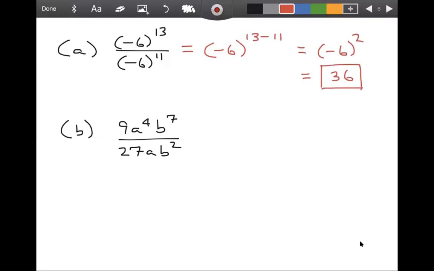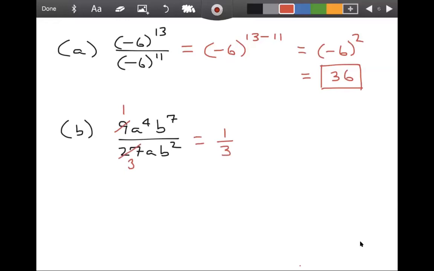All right, so now we have 9a to the 4th, b to the 7th, divided by 27ab squared. We can simplify the 9 over 27 like we always have. 9 divided by 9 is 1. 27 divided by 9 is 3. So that's going to give us 1/3.